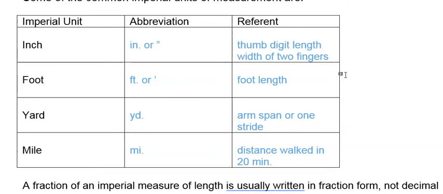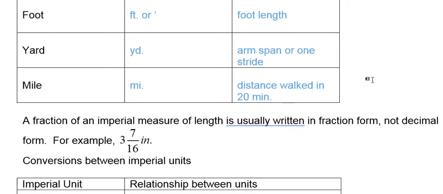A foot, the referent kind of makes sense that it is a foot, although it's probably more your average man's foot than your average woman's foot. And the symbol is FT, or that one tick. Yard, YD, that's the length of an arm span, or how far you stride in one stride. And a mile is approximately the distance most people can walk in about 20 minutes. That would be, of course, dependent on how fast you walk, but approximately. And the symbol is MI.